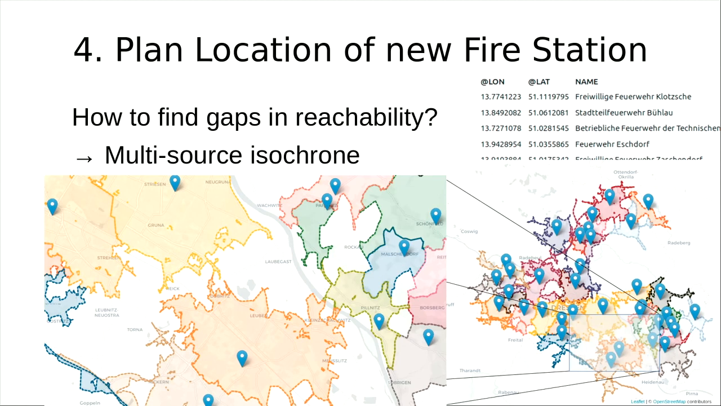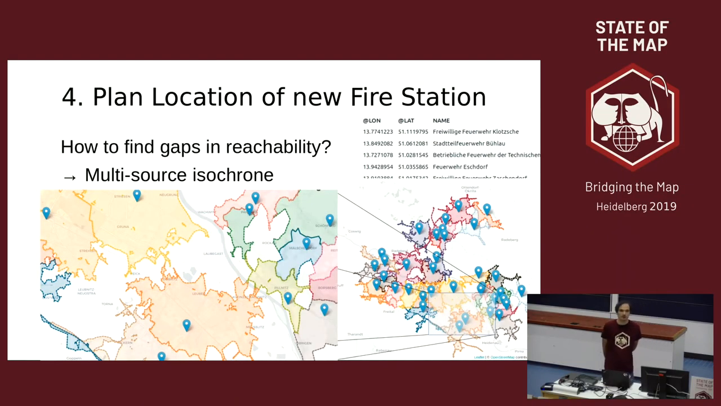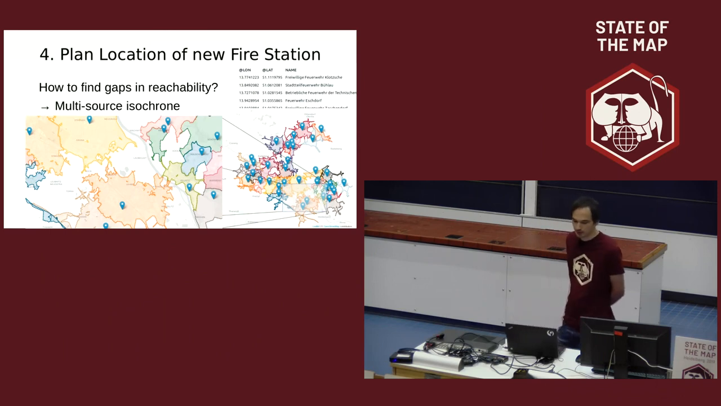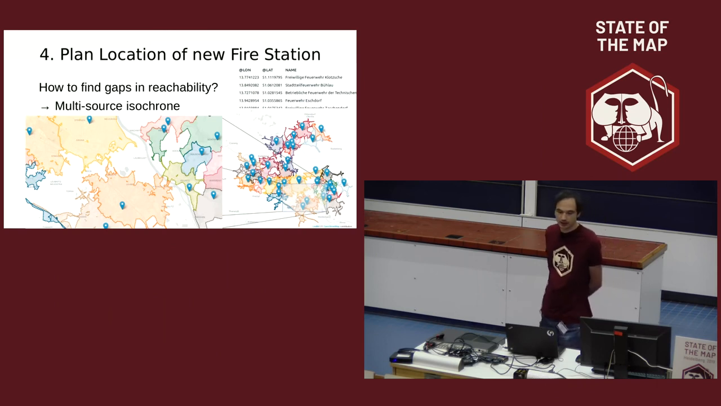So another use case is if you want to plan a new supermarket or a new fire station, and what you want to do is find some gaps in coverage of this new building. And you can do this with an isochrone. So you initialize the isochrone calculation with many starting points and then stop when you reach, I don't know, 10 minutes or 50 minutes of driving or walking. And then you immediately see that there are gaps. Grabbing the fire station coordinates is easy from Overpass, and then you're done.